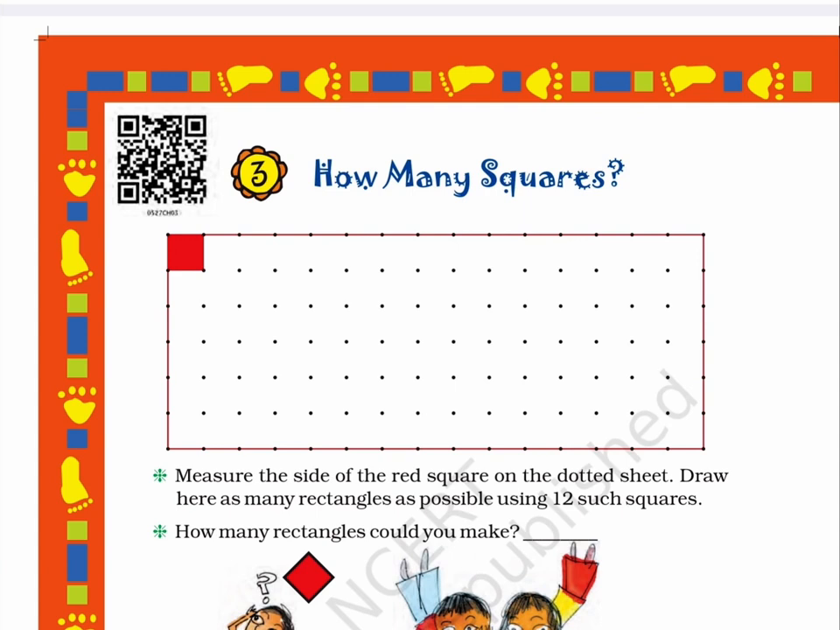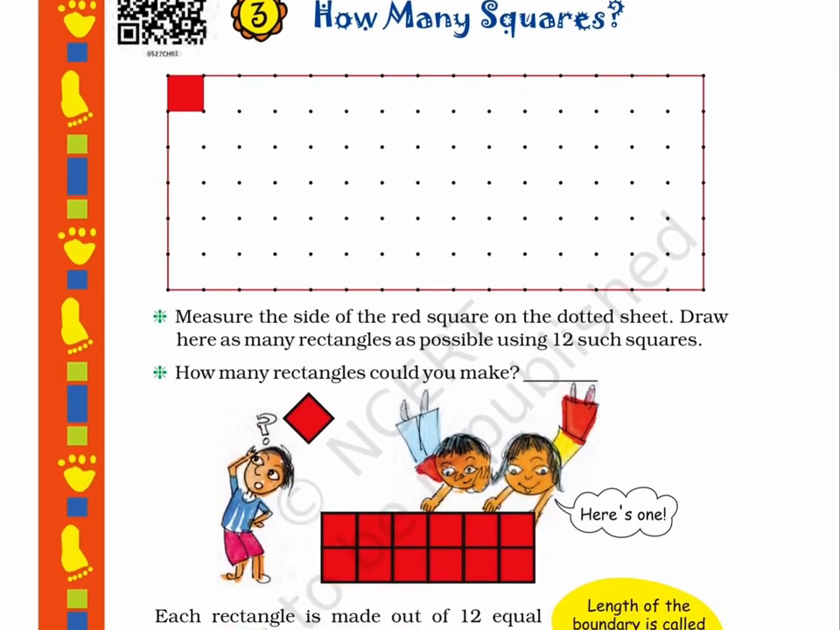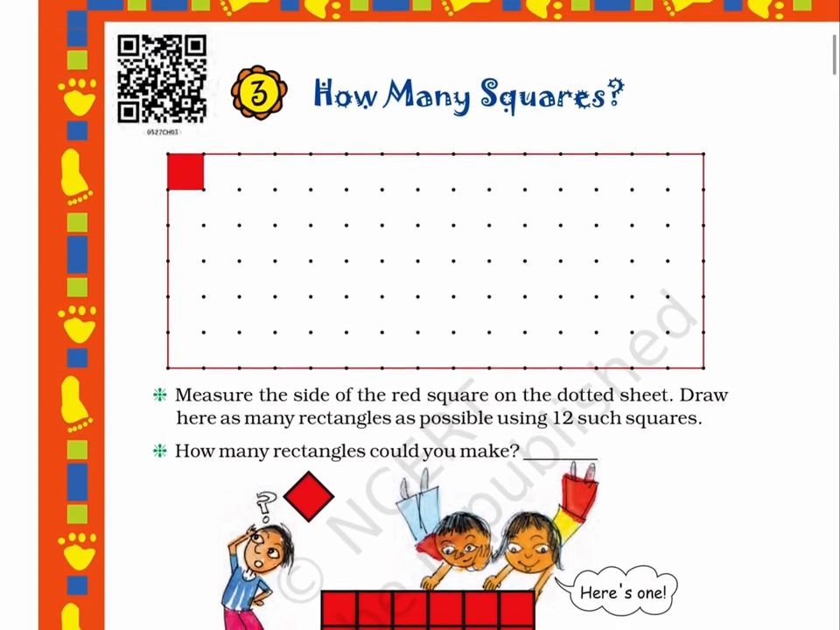A rectangular boundary is created by joining the outermost dots, and within the dots, to the left corner of the top edge, we see a red square created by joining the 4 dots. Below the figure we have some questions. Measure the side of the red square on the dotted sheet. Draw here as many rectangles as possible using 12 such squares. How many rectangles could you make?